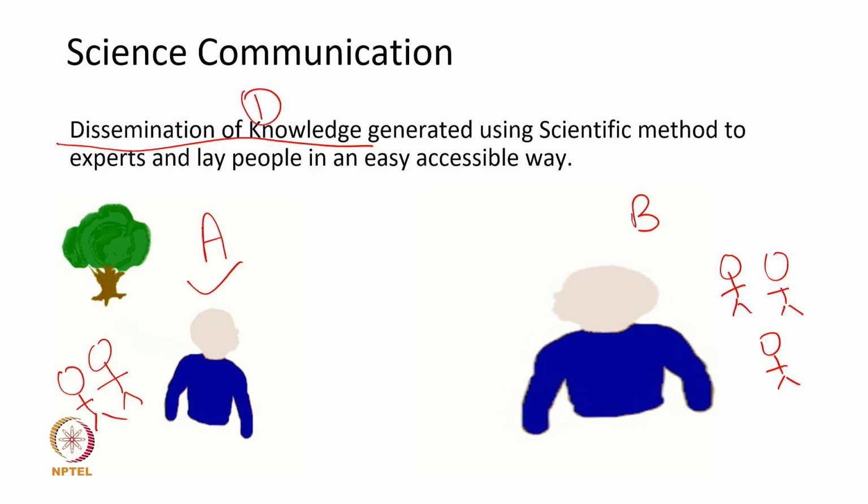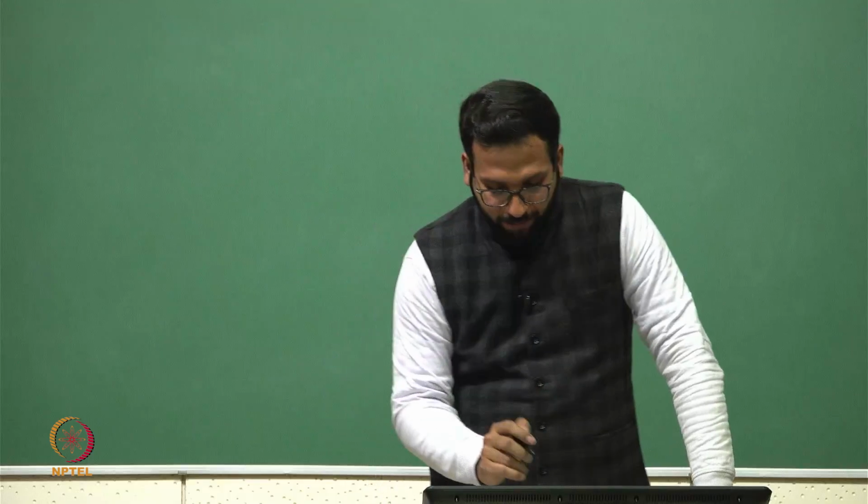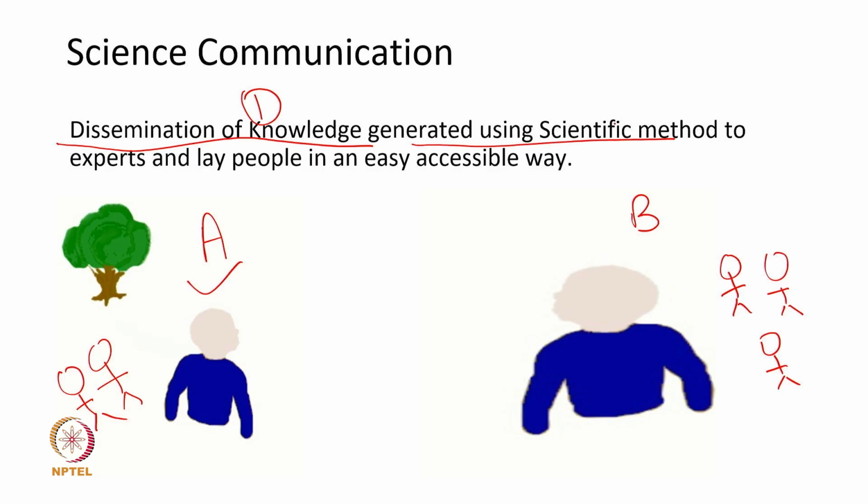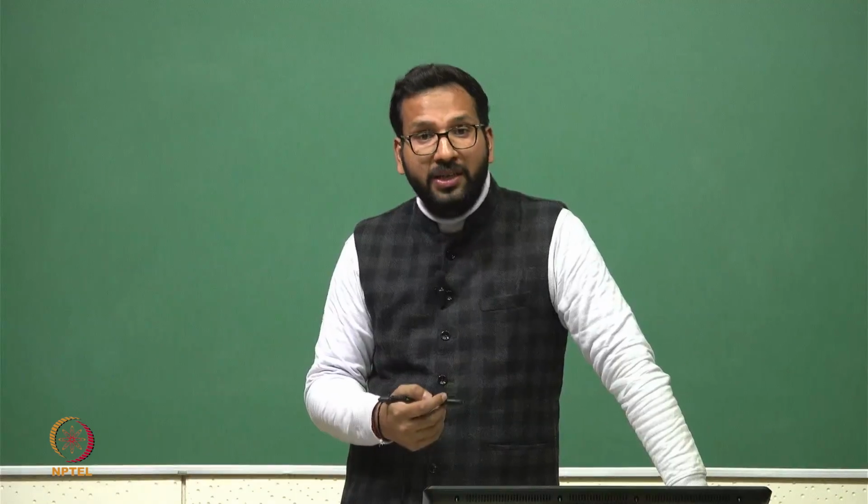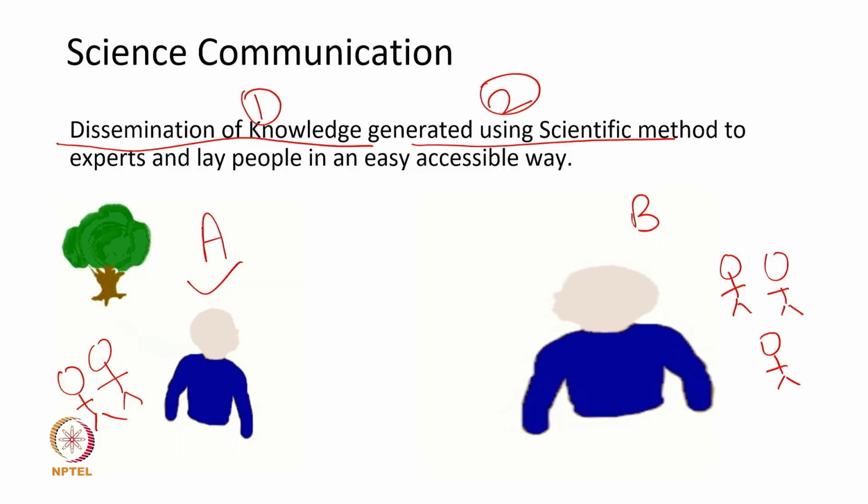So now we know the purpose. Then the second part is which knowledge. So the knowledge generated using the scientific method. So this is the second part of this definition. Now we know the purpose of science communication. Also we know the kind of knowledge to be shared, the knowledge which is generated using the scientific method.